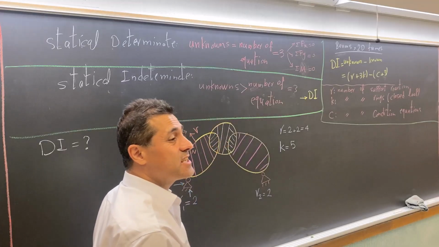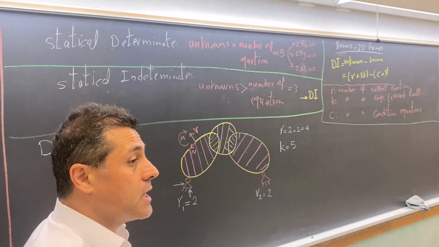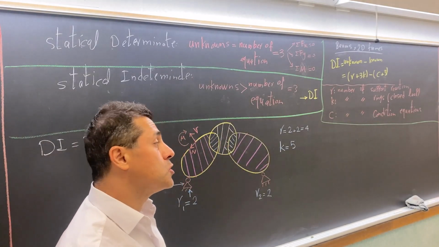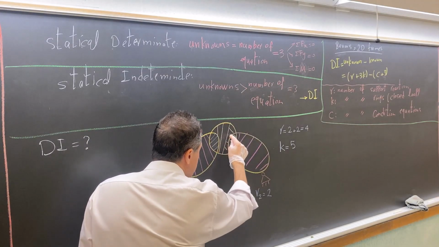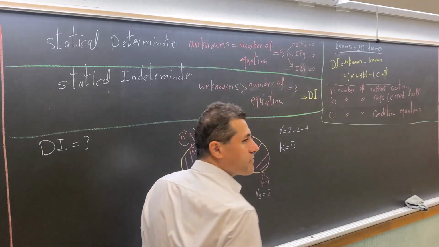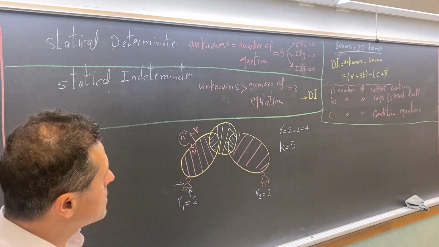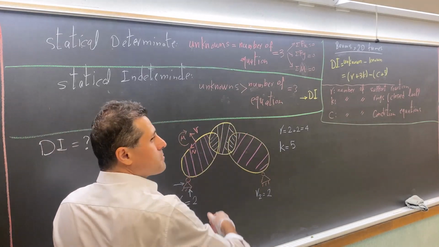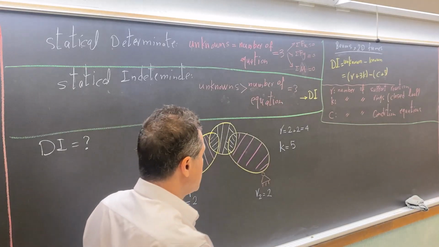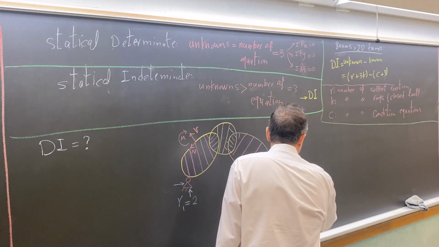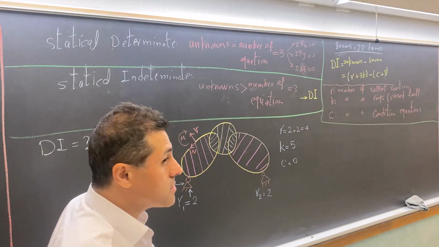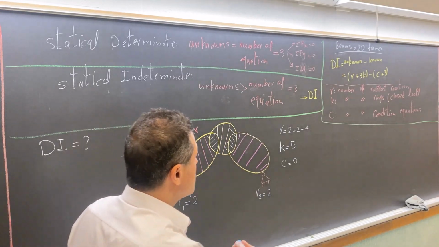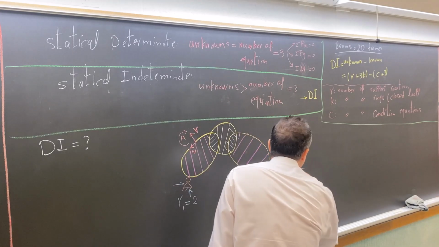When we say ring, it may confuse you; it's better to say closed loop. So this is 1 closed loop, second, third, fourth, fifth. So K is 5. And because we don't have an internal pin, the number of condition equations is 0. We will discuss it in the next problem. That's it. So you just substitute them into this equation.